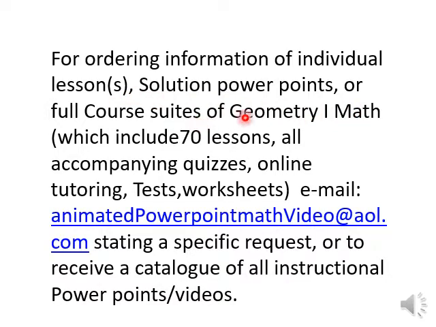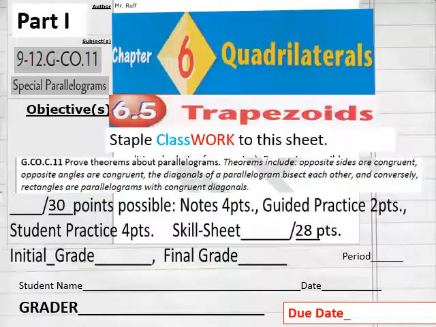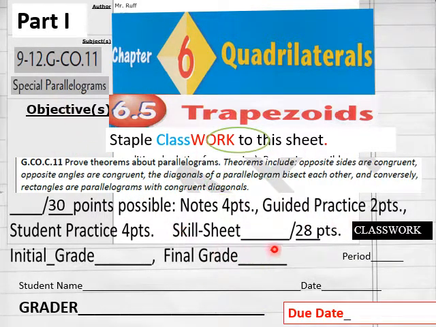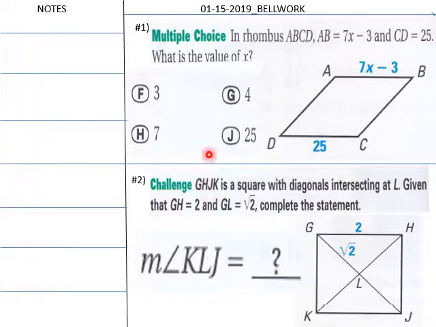Hello everybody, we're going to do lesson 6.5 Geometry 1 Math Part 1, and it is about trapezoids. Here is our standard, and a description of our standard. We have a 28-point skill sheet for this Part 1, and then 30 points of lessons, a lot of notes to take. Note-taking guides are available at my email.